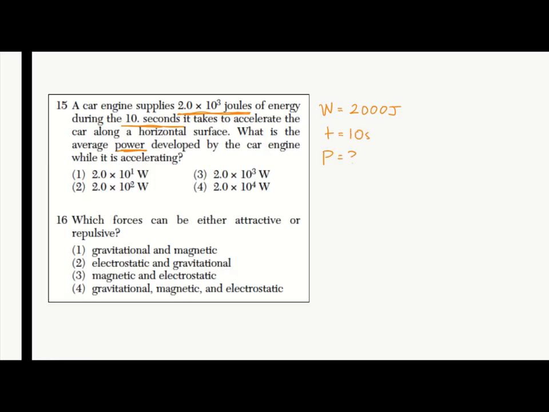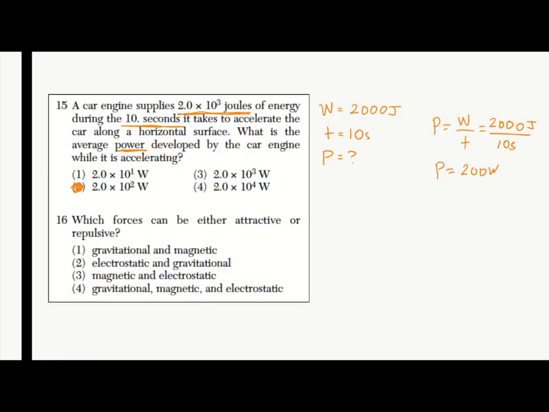There's a lot of straightforward plug and chug equation type questions here. Okay, so we got 2000 joules divided by 10 seconds because that's our equation for power. And power is 2000 divided by 10, and that's just 200 watts. Choice, ooh, now the trick here is scientific notation, and that's choice 2 is our answer.